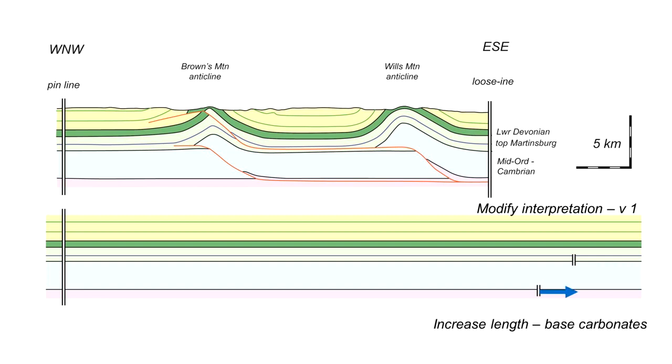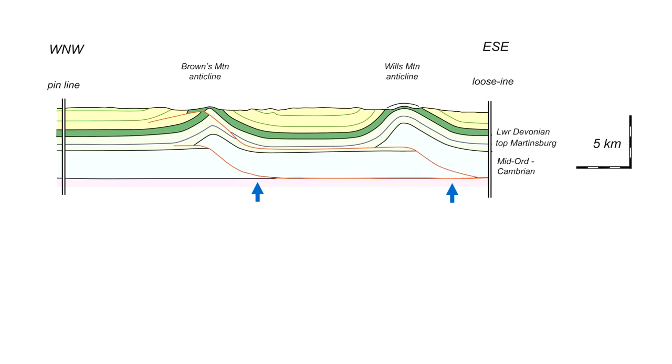So what we could do is simply increase the section length of the base of the carbonates by altering the interpretation above. And one way to do that is to move the detachment level up so that it occurs at the base of the carbonates. So let's look at these two areas here and change the interpretation like this. And in doing so, we've increased the length of the base of the carbonate package. So let's go and restore this again.